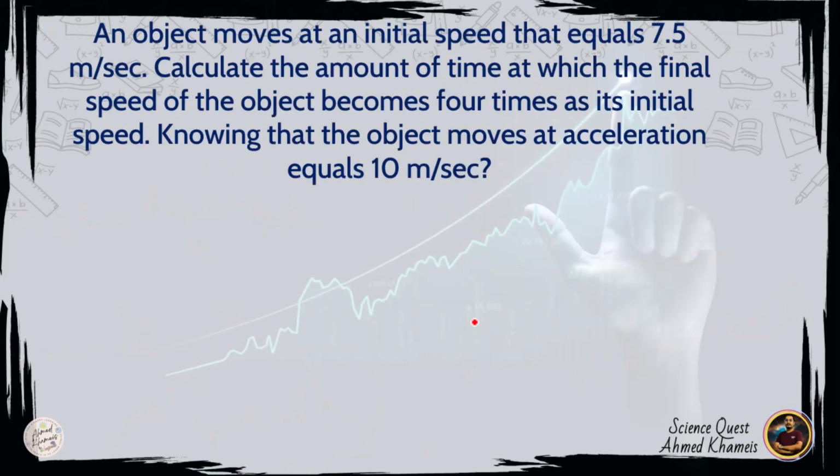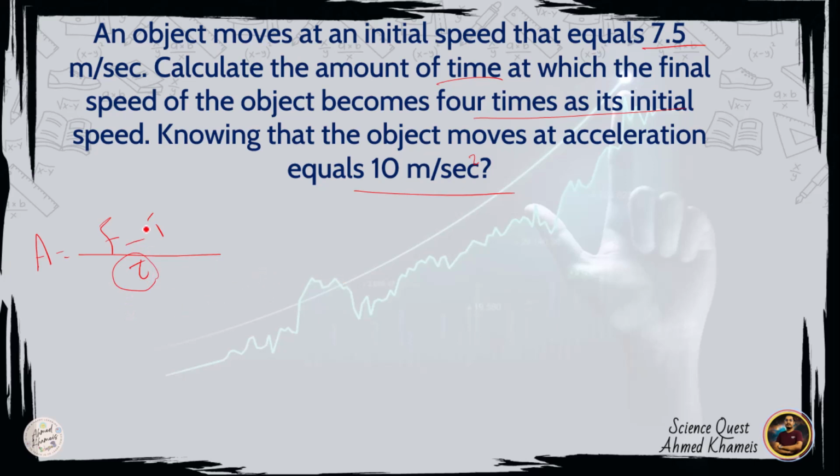An object moves at an initial speed equal to 7.5 meters per second. Calculate the amount of time at which the final speed of the object becomes 4 times its initial speed, knowing that the object moves at an acceleration equal to 10 meters per second squared. So acceleration equals final speed minus initial speed over time. We need to calculate the time.